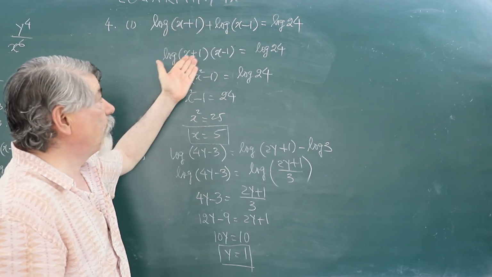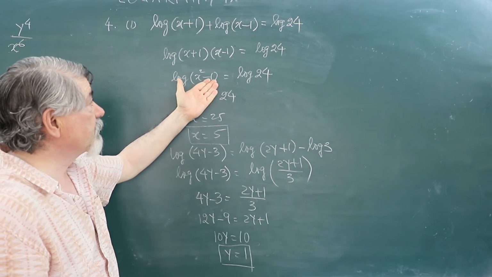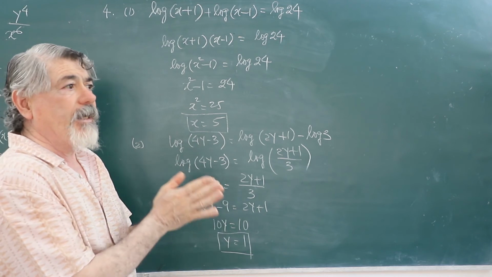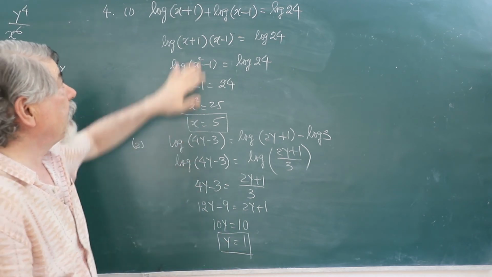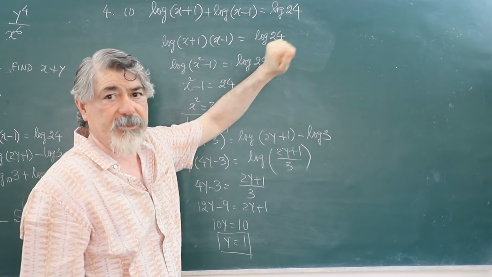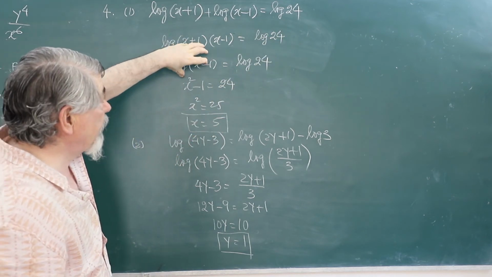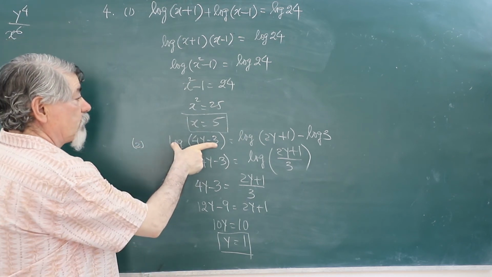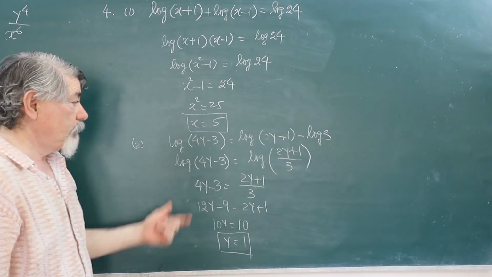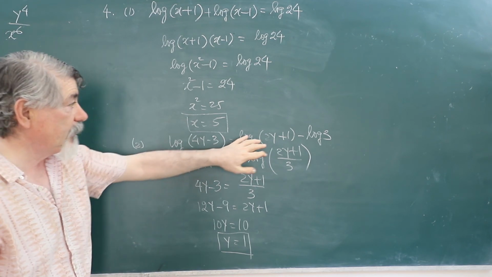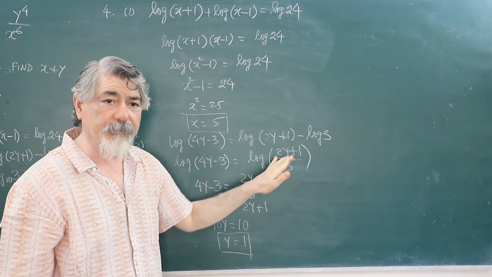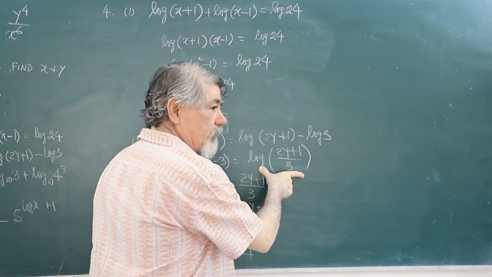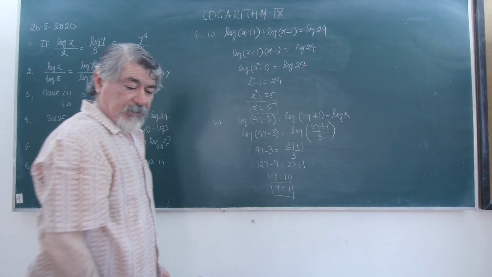Log A plus log B is log A into B. Once you have got log(x² − 1) = log 24, we remove the log from both sides. When you have a single logarithm, you can remove the log, but I cannot remove the log here in this place. Once I have combined into log(x² − 1) = log 24, I can remove the log. What we did was log(4y − 3) and combined this. Log A minus log B as log A upon B, and then you can remove the log because this is a single logarithm, and this is a single logarithm.